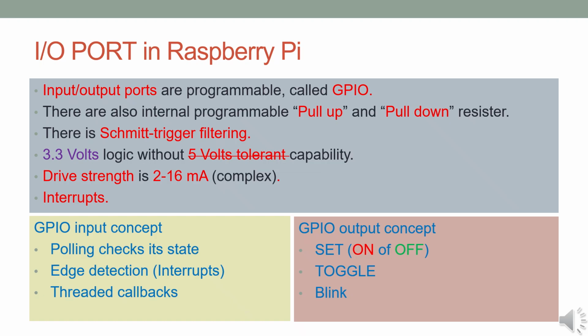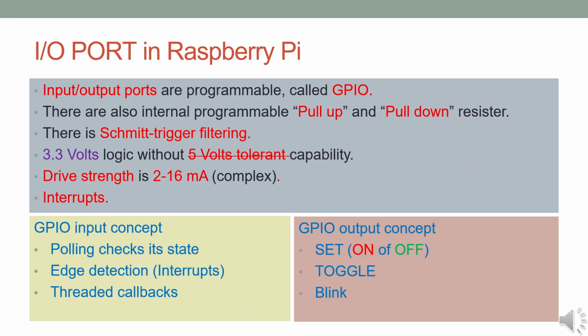GPIO as input: polling versus interrupt. When configuring a GPIO as an input, there are two main ways to read its state. Polling: this method repeatedly checks the state of the pin in a loop. It's simple to implement but inefficient in many applications, especially when multiple inputs need to be monitored.